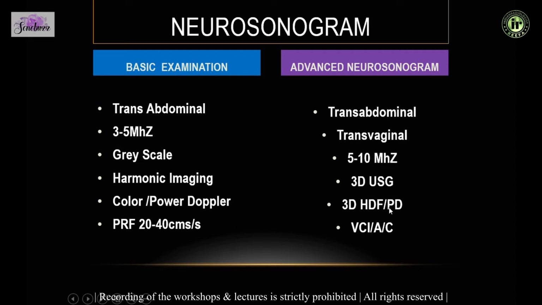When we talk of advanced neurosonogram, it is essentially transabdominal, but we can also use transvaginal transducers, especially if you have a vertex presentation, and if it's a breech, we use transabdominal transducers. We use higher frequency transducers because there is more information that is sought after. We also use 3D ultrasound with grayscale and power Doppler imaging, and a lot of 3D tools in the form of volume contrast imaging.